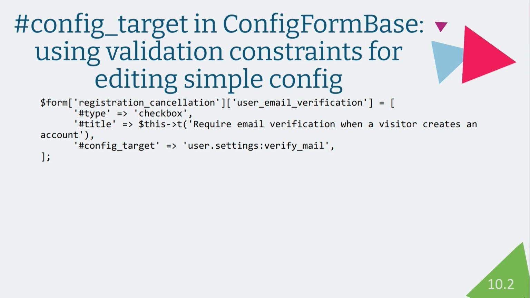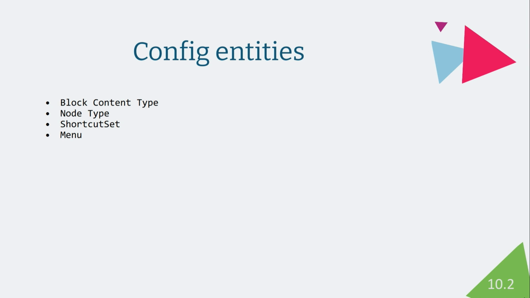This is only for simple configuration, by the way, but this is a really nice way of removing a lot of hook form implementations. It allows for cleaner code and one source of truth, which is in the config schema. There are also some config entities that are validatable today, which are block content types, node types, shortcut sets, and menus.